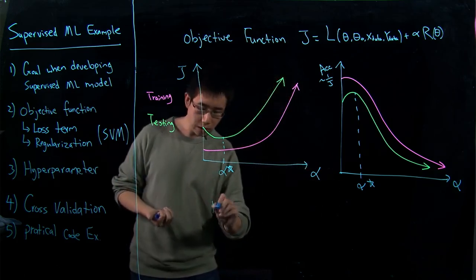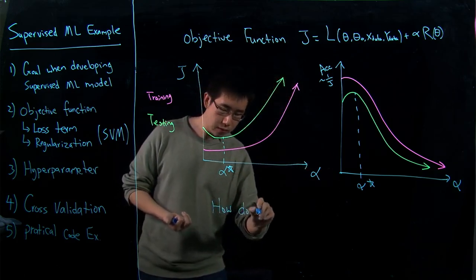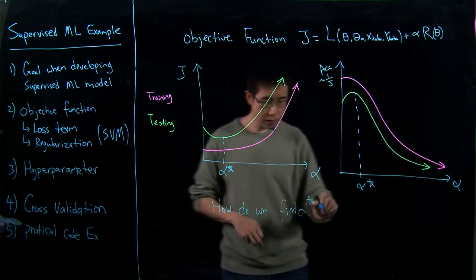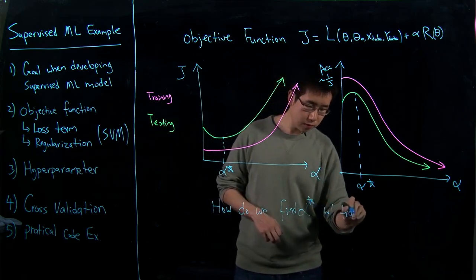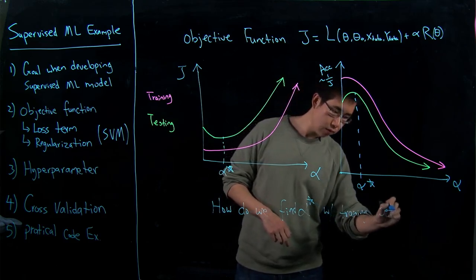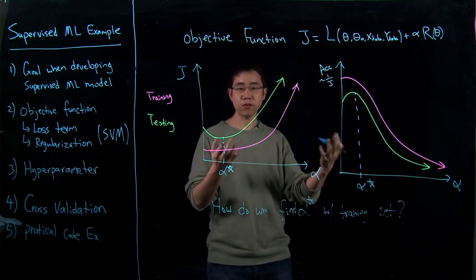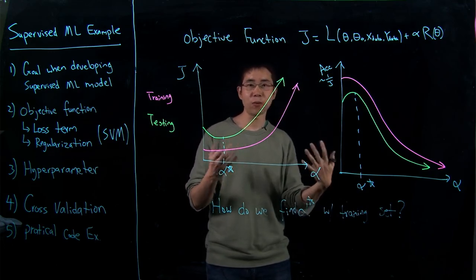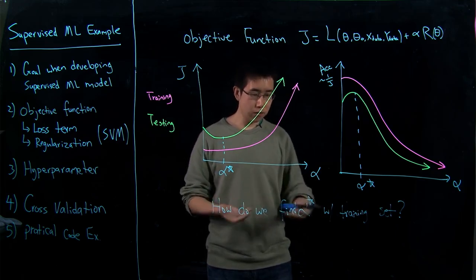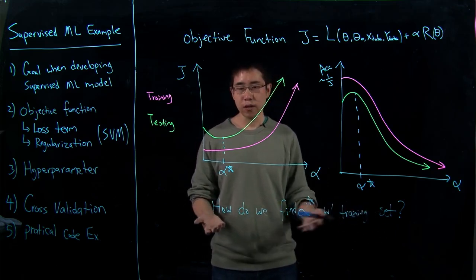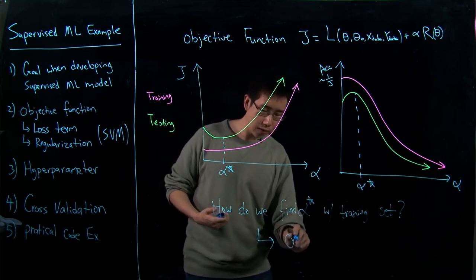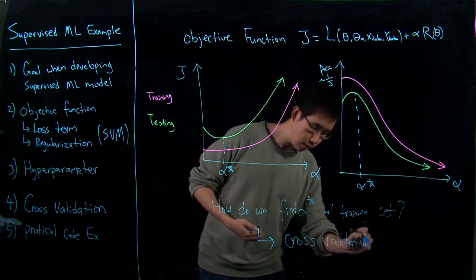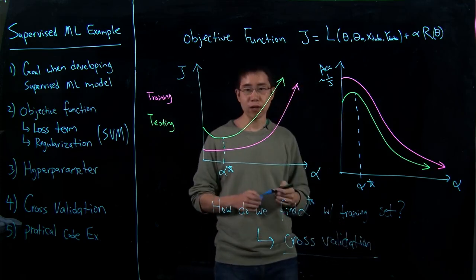And the question is, how do we actually find this alpha star value with only training set data? Because we can't actually use the testing set to test what this alpha star value is, because by definition, the testing set is data we haven't seen before. And to do this, we'll actually see that the method we use is cross-validation. And we will now go over that in the next video.